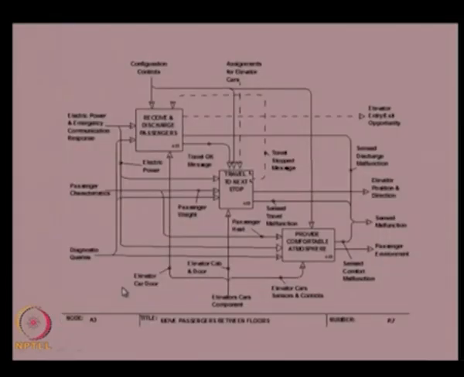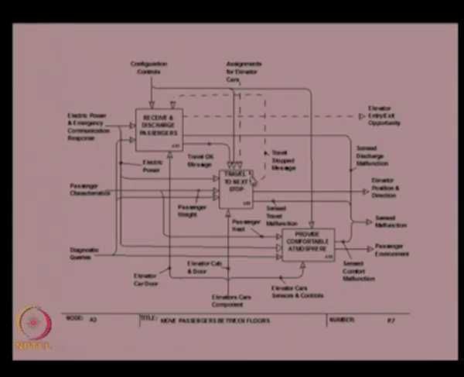Similarly, you can divide this A3 function, which is move passengers between floors. Again, in the level 0 diagram we identified these functions A1, A2, A3 and A4. Based on this, we can decompose this A3 function into its sub functions. So move passengers between floors: one sub function is receive and discharge passengers. So that is one function, we need to receive and discharge passengers.